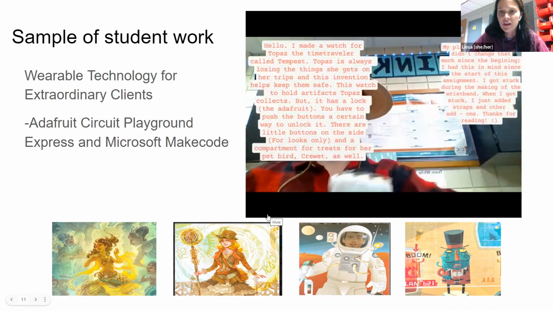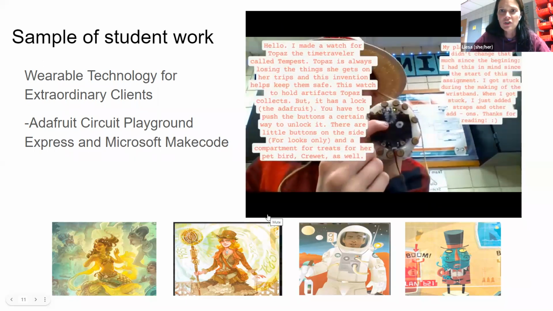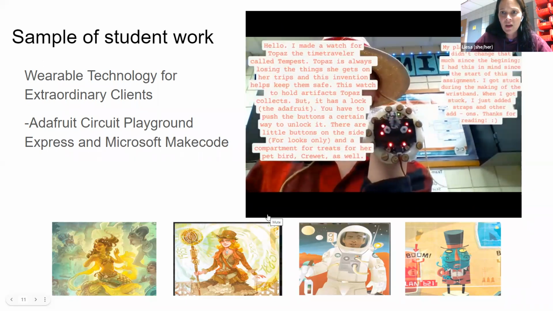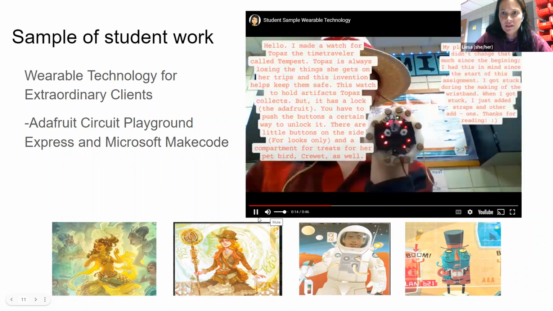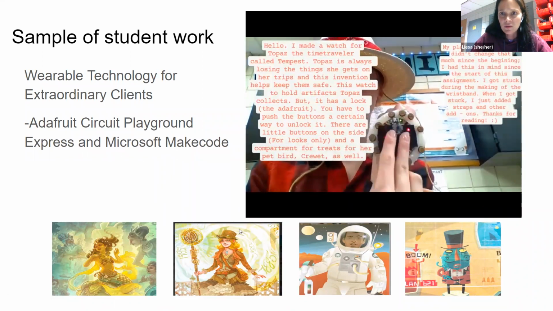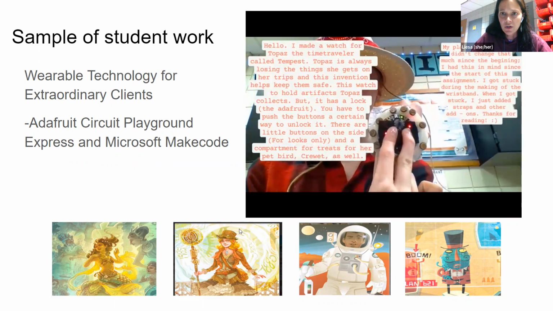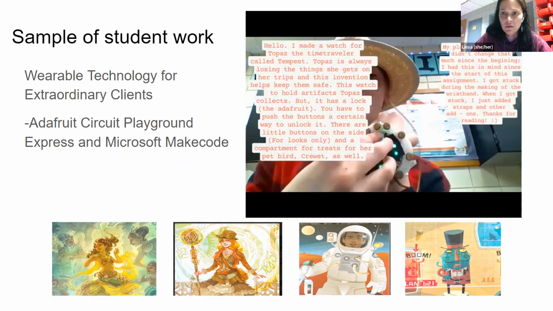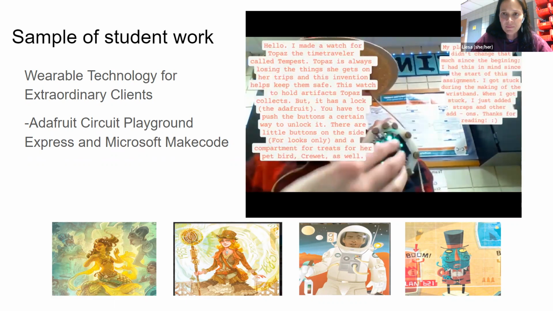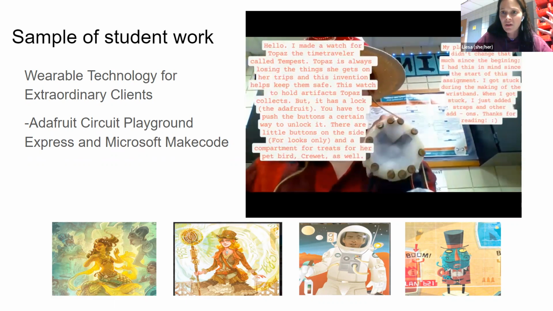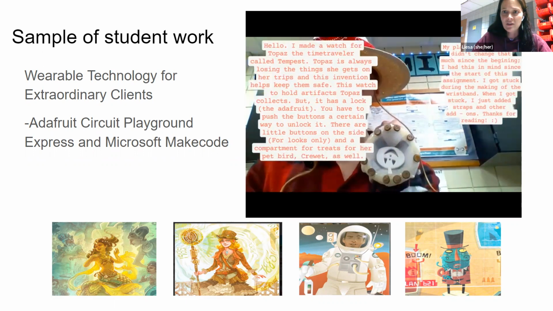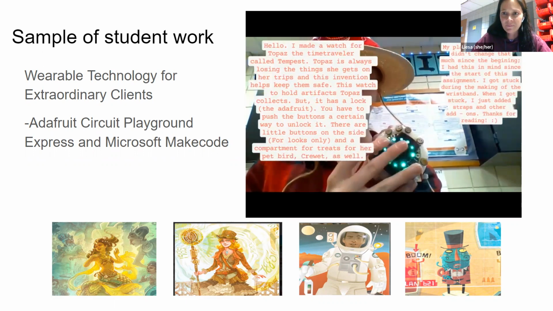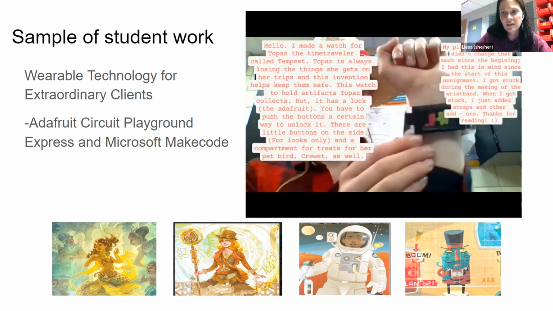And I'll just narrate in case you can't quite tell what she's showing you. So she was designing for the time traveler. She identified that the time traveler, whose name is Topaz, was always losing her things on her trips. So she invented this little thing. It's a watch that also holds the artifacts for Topaz. So she's using her own creativity. The front of the device comes off and you can put things in it. She's programmed that little device on the top.